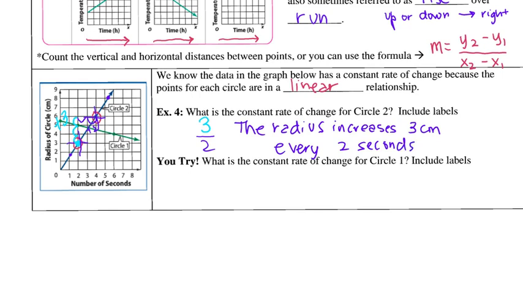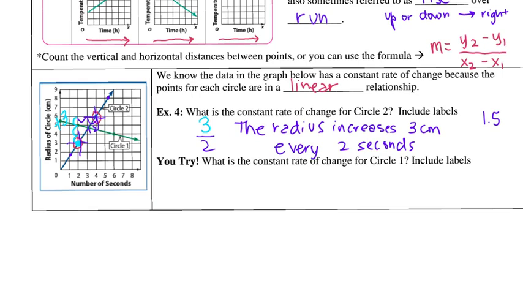Now, I know I have a lot of you and you're like, wait, why did we just leave it as 3 over 2? You can leave it as 3 over 2, or you can go ahead and simplify it down, because if you were to simplify that down to 1.5, you're going to get the same answer. It's just simplified. So you could have also said the radius increases 1.5 centimeters every 1 second. That is totally okay. But like I said, I have my rate of change. I found it by counting. I first went up or down, and then I went to the right, because rise over run.